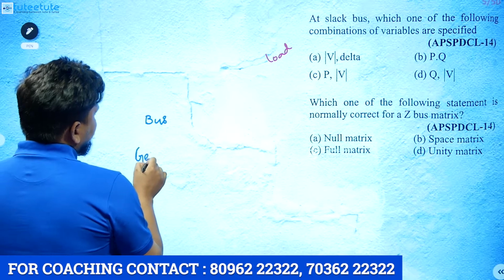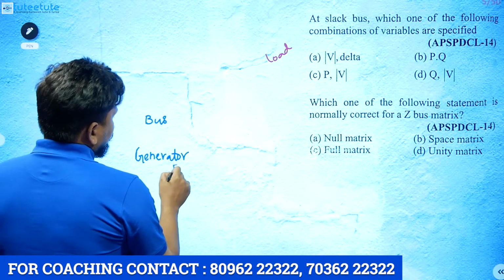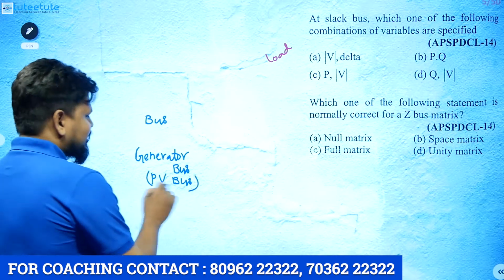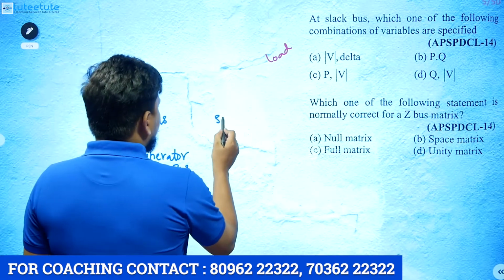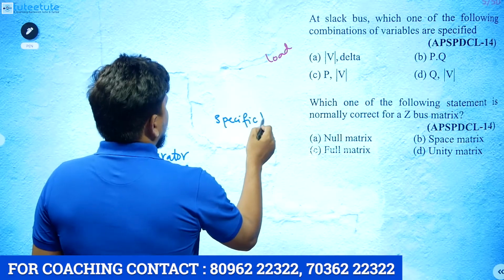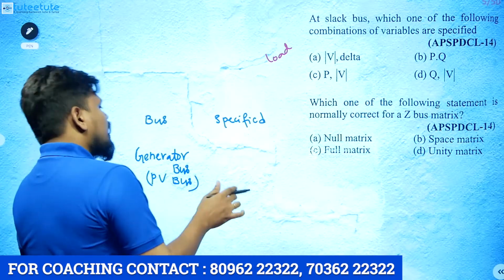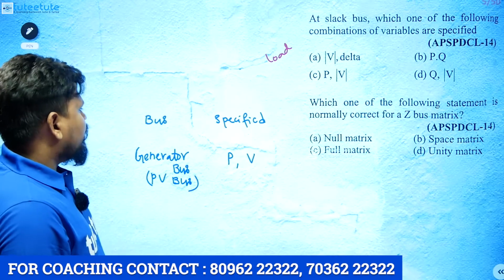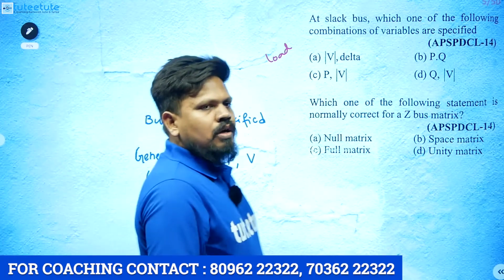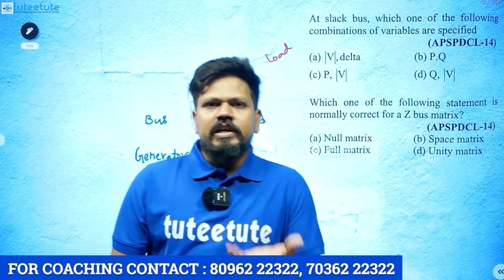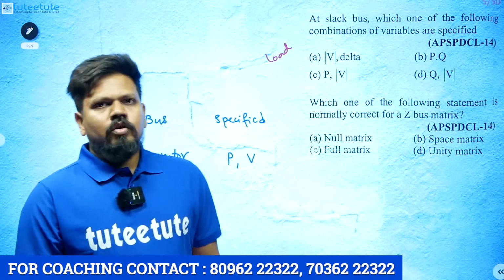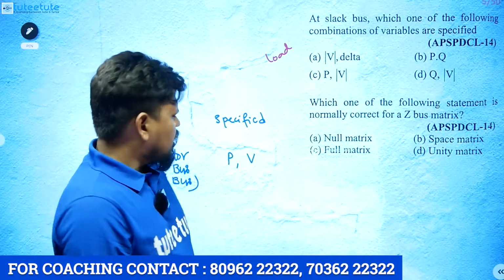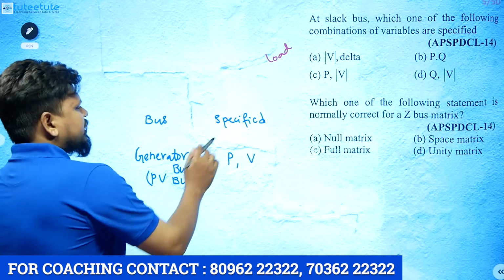First we will take the generator bus, which is also called the PV bus. Remember this one. For the PV bus, P and V are specified: active power and voltage. For any generator, the active power rating will be given, and similarly the voltage it will be producing will also be given. Understood, right? For any generator bus, the specified values are these.